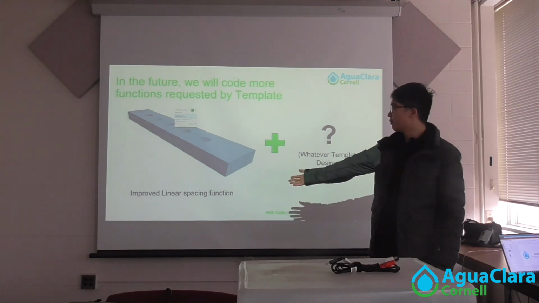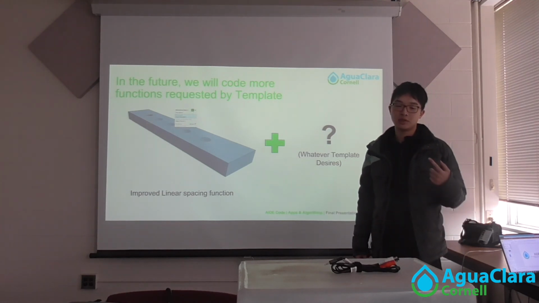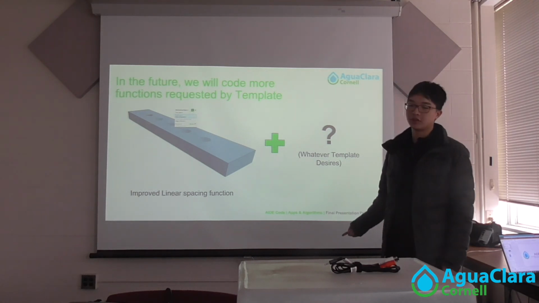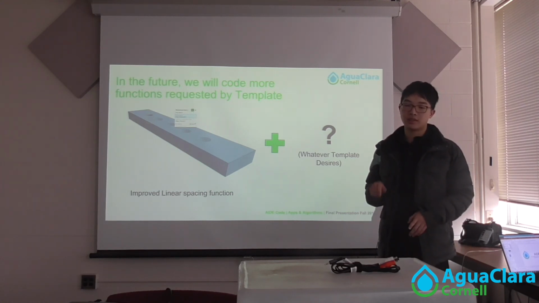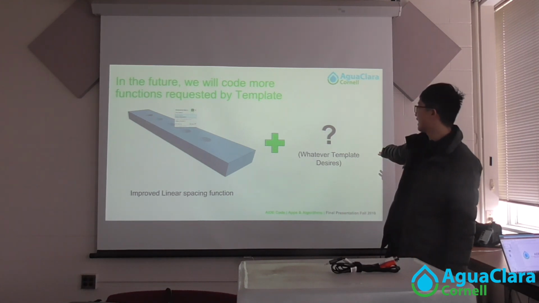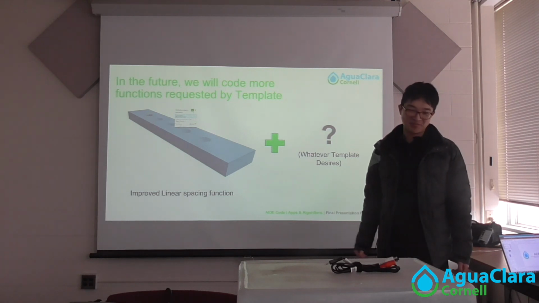So we have the improved linear spacing function that is already requested that we will hopefully finish by next semester. And there's also a lot more functions that they will request in the future because they do a lot of repetitive things that we can make easier by just coding a function up and then clicking a button. But that will be up to them, as this question mark says. It's whatever they desire, not us.